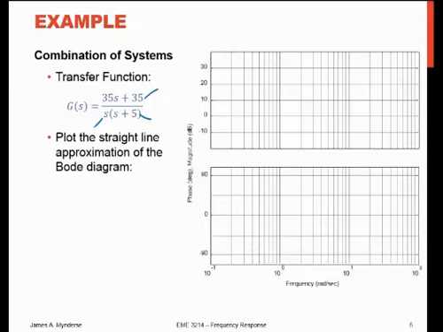So I can rewrite all this a bit. You notice the numbers here. I've got the s plus 5, 35s plus 35. That's the same as the previous example.